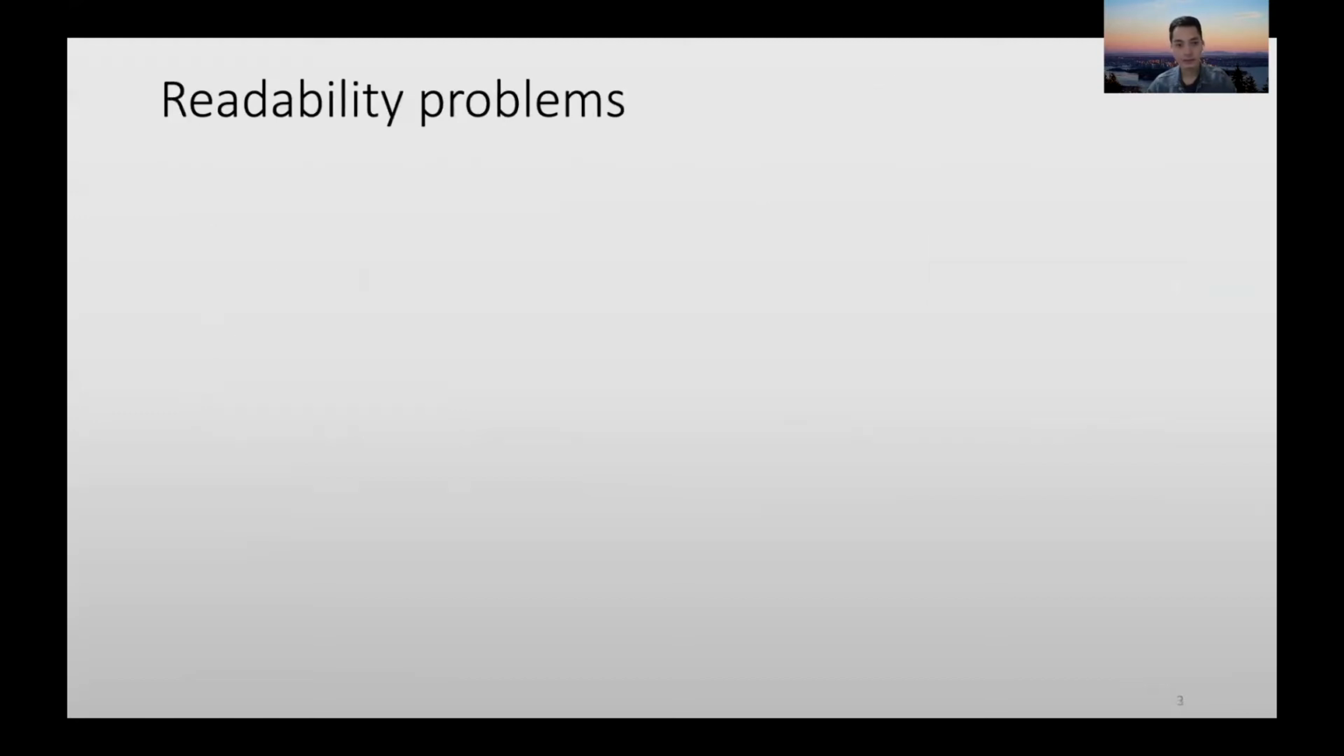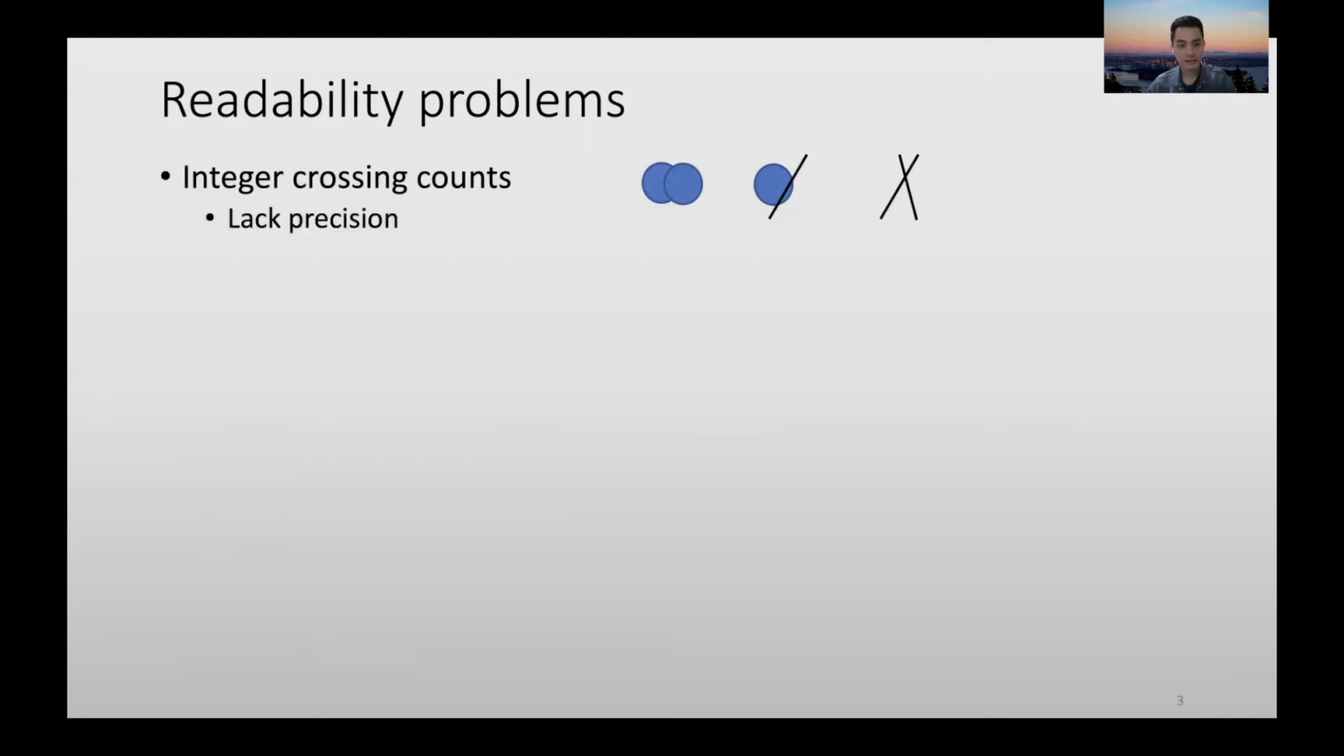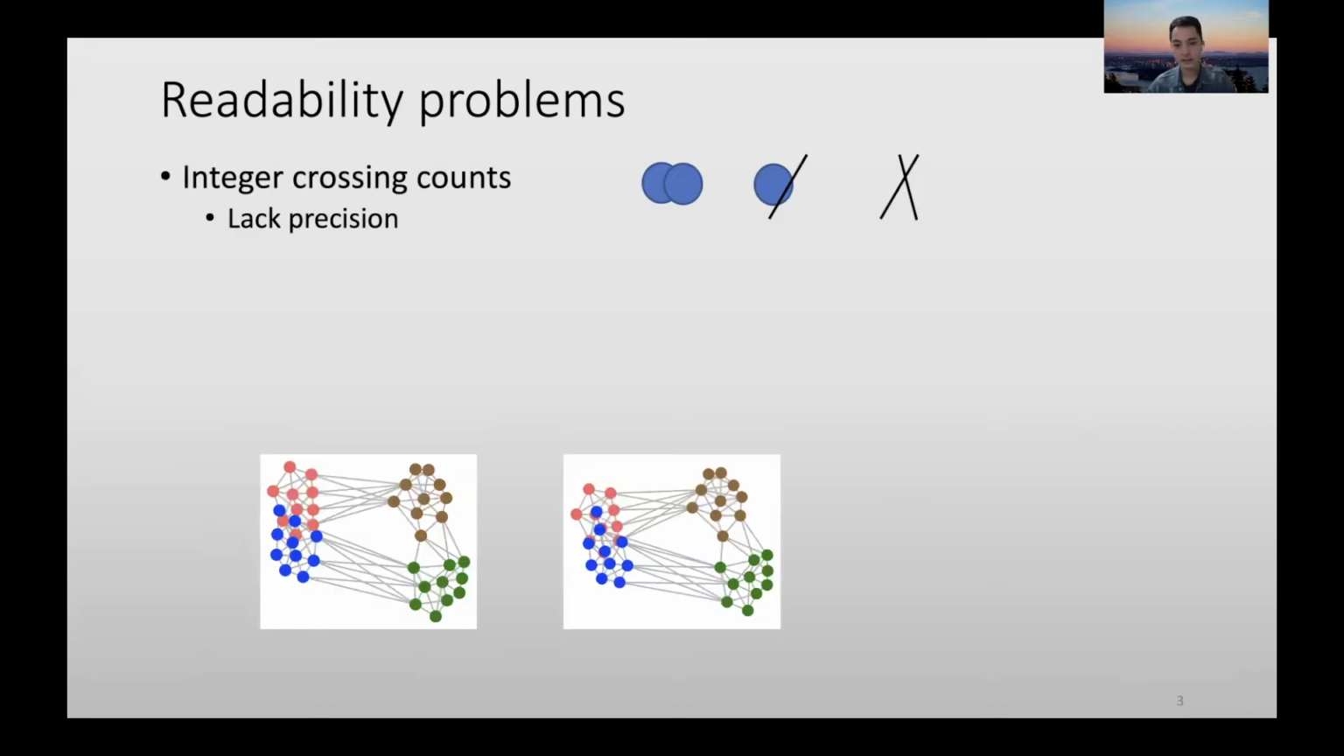We identify a few problems in existing readability metrics. First, most of the metrics are about integer crossing counts, such as node-node, node-edge, and edge crossings. These counts lack the precision of the amount of geometric overlap. In these two layouts, there are exactly 5 crossings between the blue nodes and the red nodes. But obviously, in the second layout, the situation is worse because the blue nodes are almost on top of the red nodes. But the count does not tell the story.